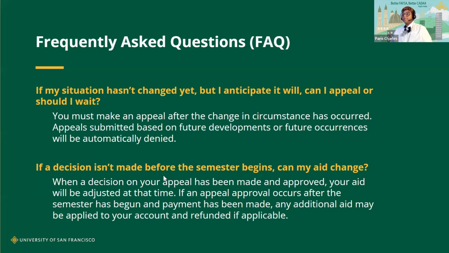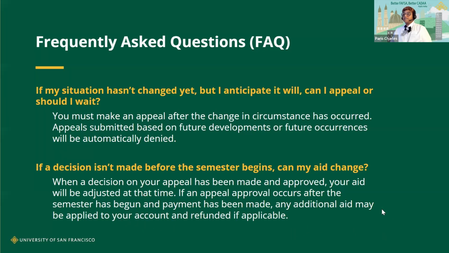If a decision isn't made before the semester begins, can my aid change? When a decision on your appeal has been made and approved, your aid will be adjusted at that time. If an appeal approval occurs after the semester has begun and payment has been made, any additional aid may be applied to your account and refunded if applicable.